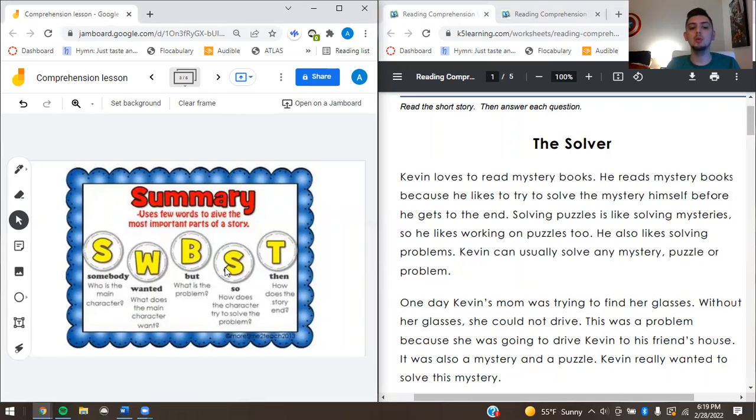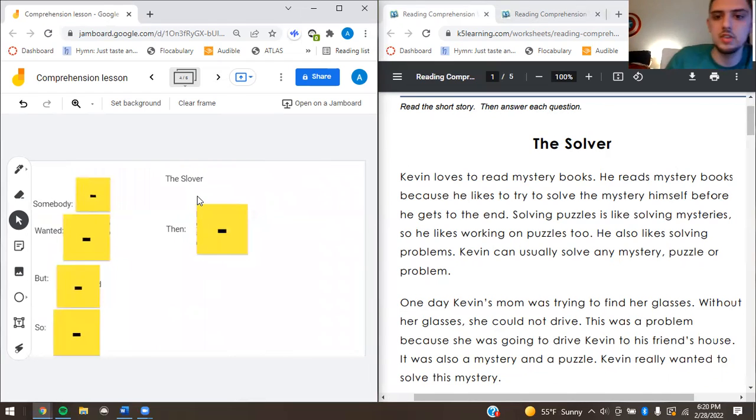But what's the problem? What stops them from being able to have what they want? So how do they address that problem? How do they go about rectifying or changing things so that they can have what they want? Then what happens at the end of the story? So what's the conclusion to all of this? So we're going to be looking for those things today.